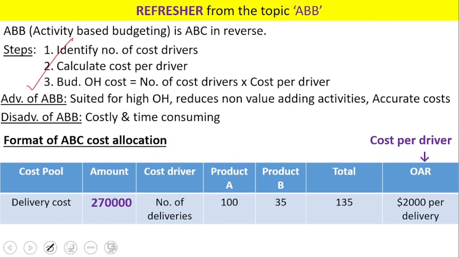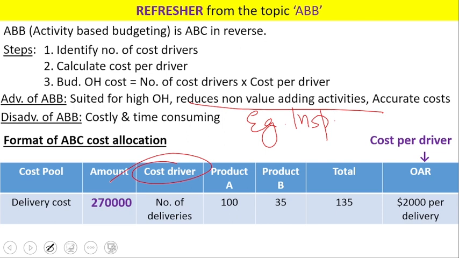Now, the main advantage of ABB is it is suited for high overhead. When the overheads are high, allocating the total cost between the two products based on cost drivers will give a more accurate figure. Reduces non-value adding activities. Now, as an example, we could say inspection cost. If we see the cost driver, it is the number of inspections. So when we estimate the cost under ABB, if the number of inspections is very high, then efforts are taken to reduce the number of inspections. So it definitely reduces non-value adding activities like inspection cost.